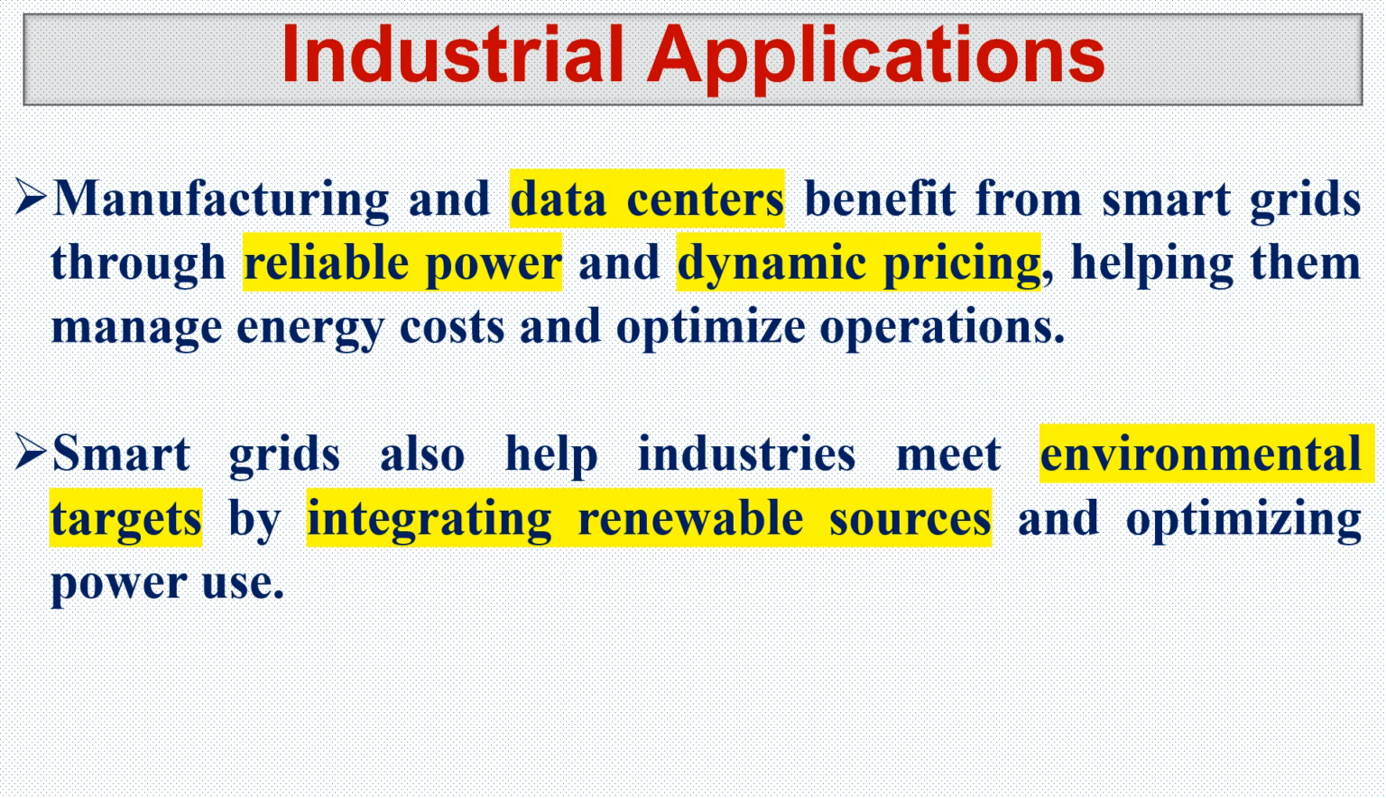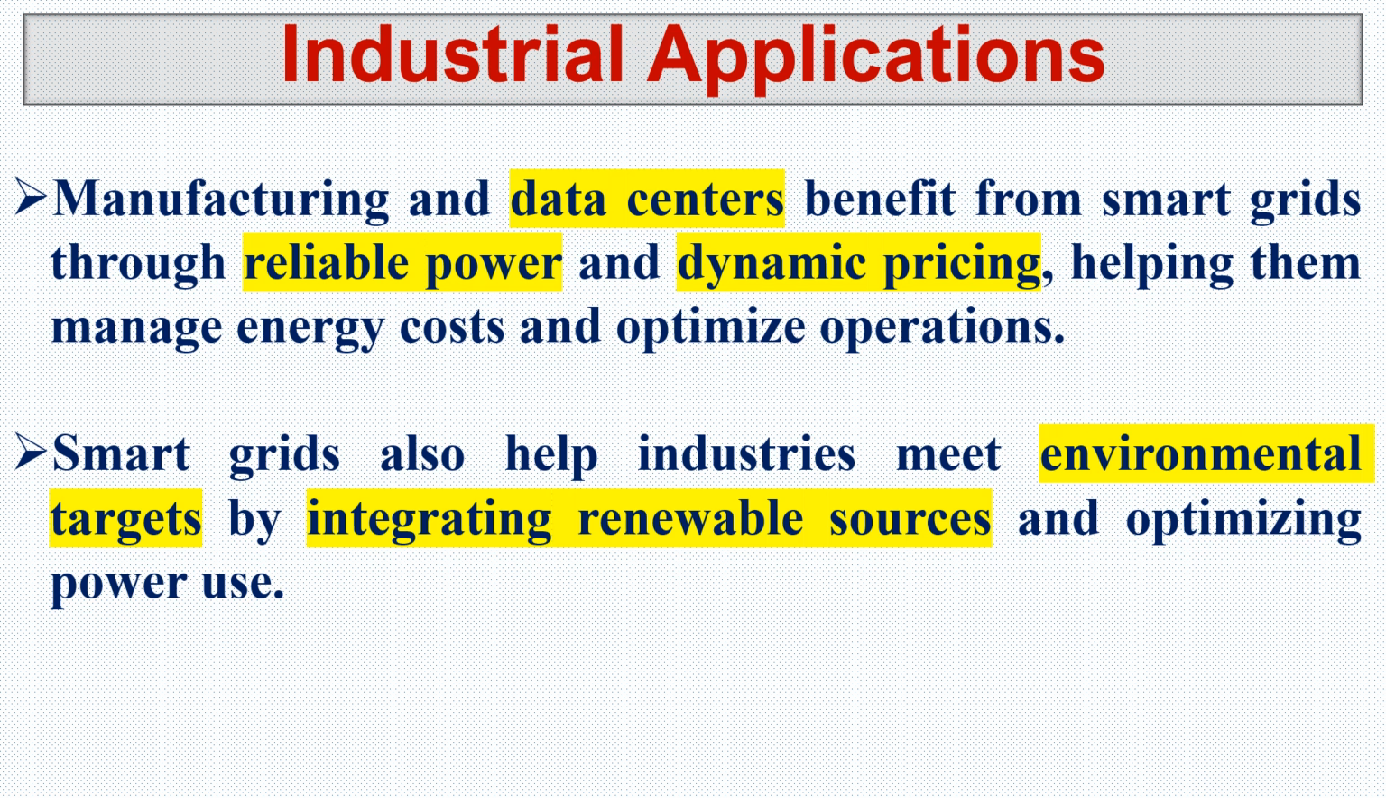Then we can talk about industrial applications. Manufacturing and data centers benefit from smart grids through reliable power and dynamic pricing, helping them manage energy costs and optimize operations. Dynamic pricing is not possible without real-time data. So data centers and all sorts of industries get benefit from smart grids, and dynamic pricing and reliable power are possible through smart grids.